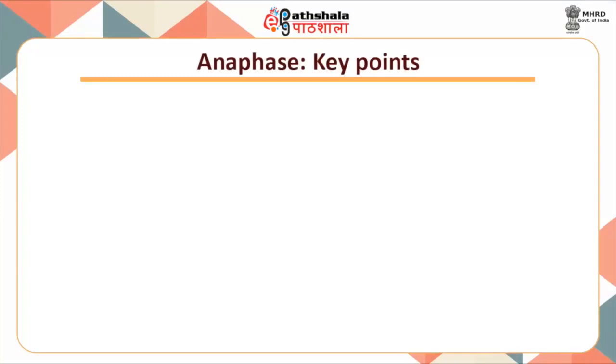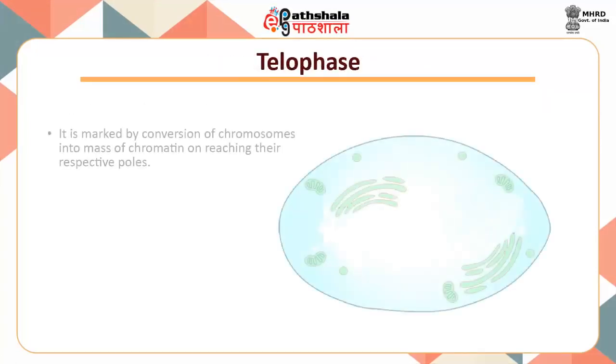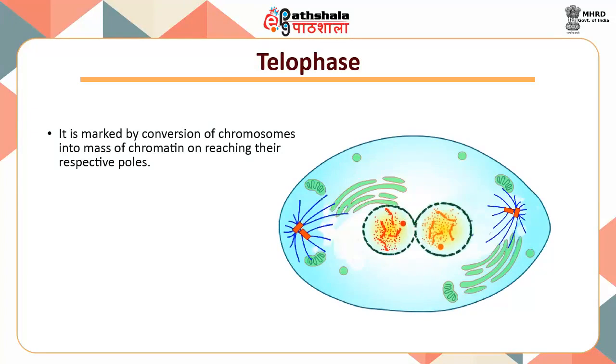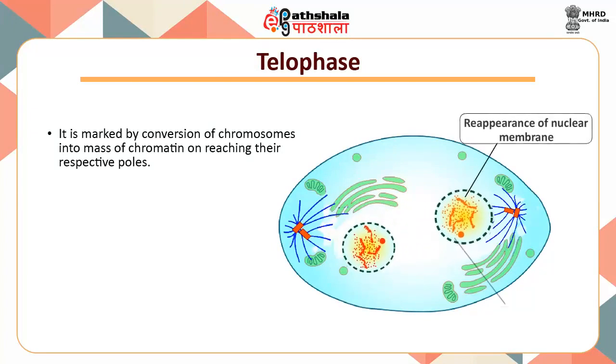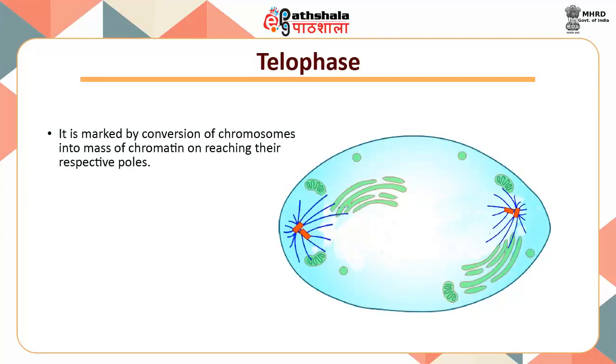Basically, during this phase, the centromere divides, causing the pulling apart of sister chromatids towards the opposite poles through spindle fibers. So, finally, cells are provided with an identical set of genes, as you can see in the figure. As the chromosomes reach their respective poles, they tend to collect in a mass, which marks the beginning of the final stage of mitosis, or telophase.